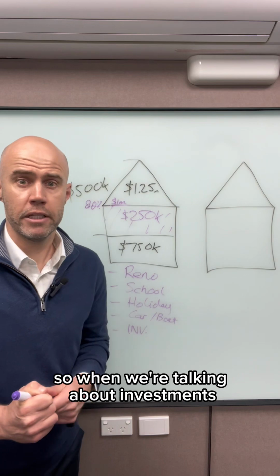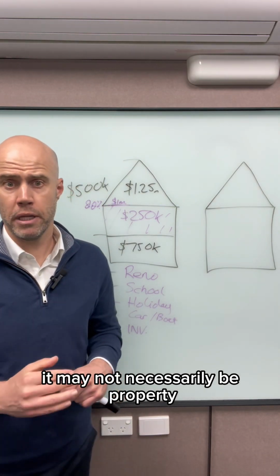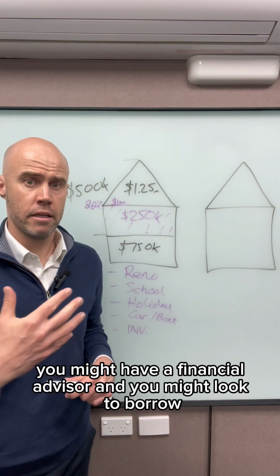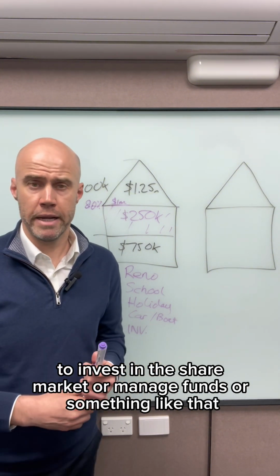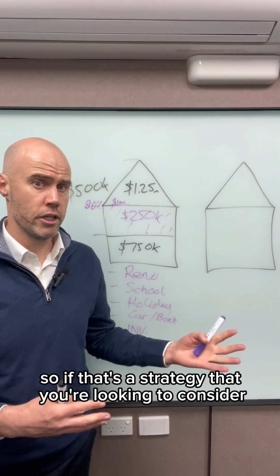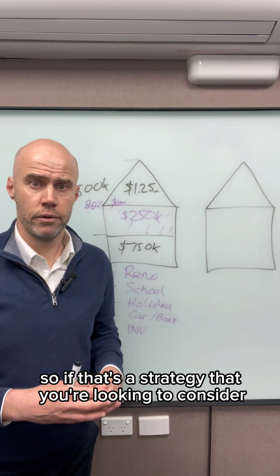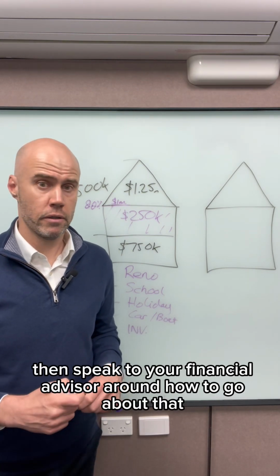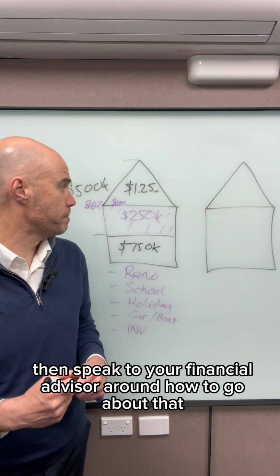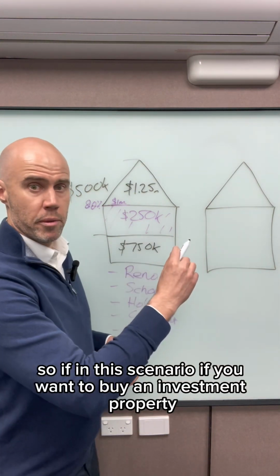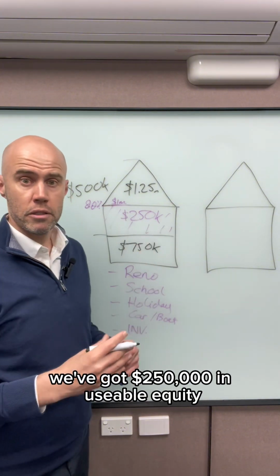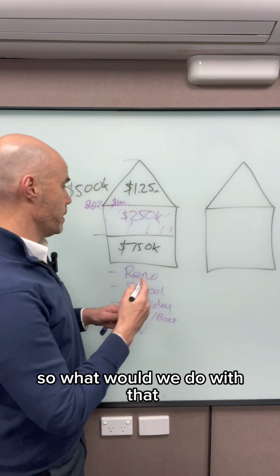So when we're talking about investments, it may not necessarily be property. You might have a financial advisor and you might look to borrow to invest in the share market or managed funds or something like that. So if that's a strategy that you're looking to consider, then speak to your financial advisor around how to go about that. So if in this scenario we want to buy an investment property, we've got $250,000 of usable equity. So what would we do with that?